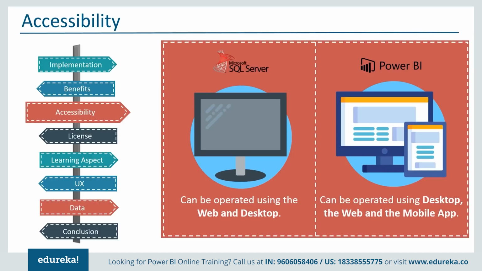The SQL Server Reporting Service, or the SSRS, can be operated using the web and desktop, whereas the Power BI can be used with the desktop, the web, and the mobile app. You can also generate a QR code from a report in the Power BI, just in case you want limited people to have access to your reports.